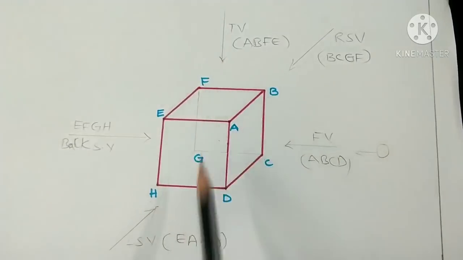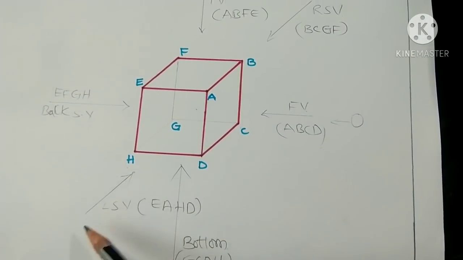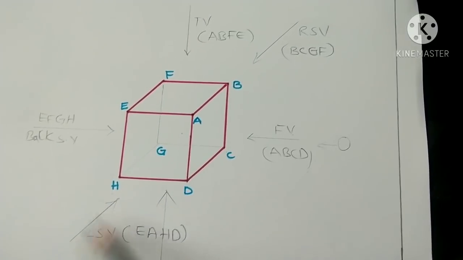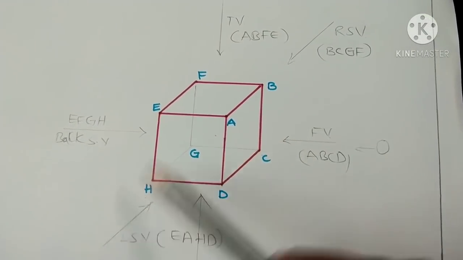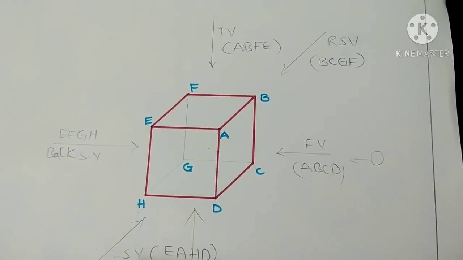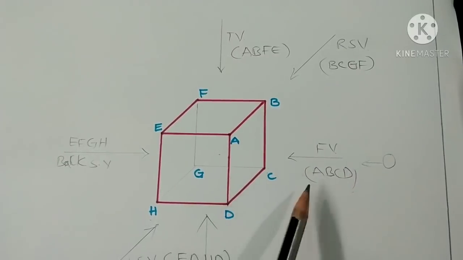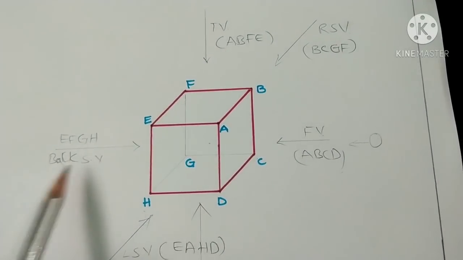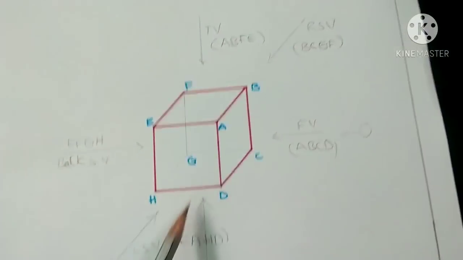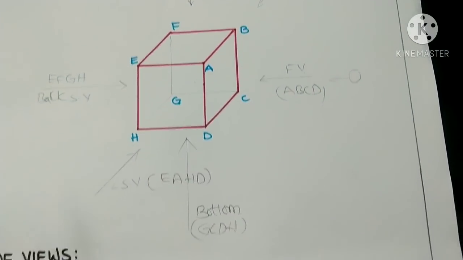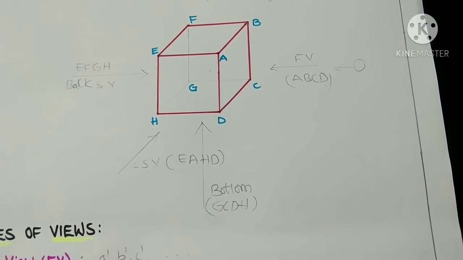Front view, top view. If you see the object from the left side, that view is called left side view, and the opposite direction of the left side view is right side view. Similarly, opposite to the front view is back side view, and opposite to the top view is bottom side view. So these are the possible views of any object.